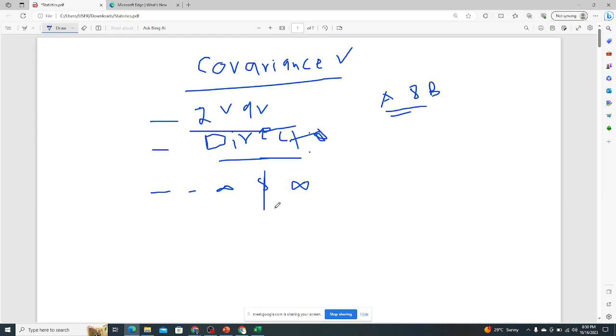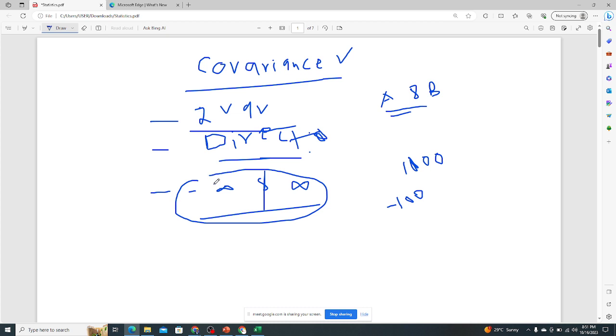Another thing, covariance ranges between negative infinity and infinity. Meaning you can get a covariance value of 1000. You can also get a covariance of negative 100. That's why we are saying it runs between negative infinity to infinity, meaning you can get a value in terms of millions. This is very important for you to note.